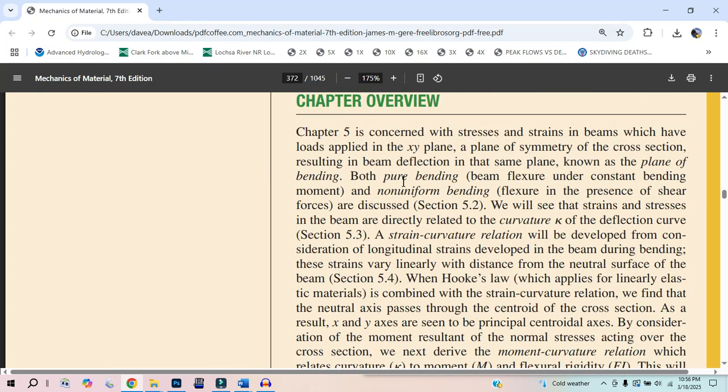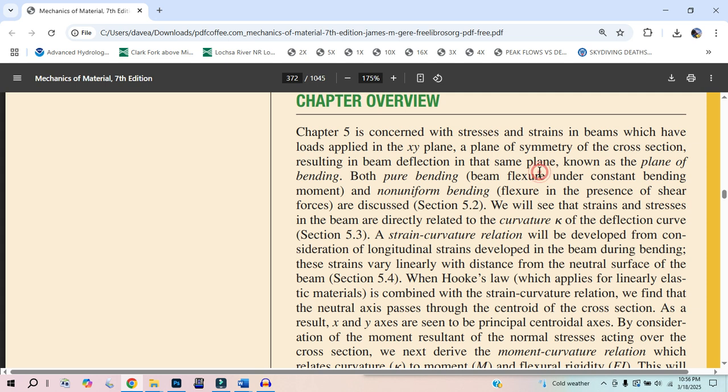So cool. We have pure bending. We just talked about what pure bending was, but that cantilever has a shear force. You're not inducing pure bending. But what does it say? Both pure bending, beam flexure under constant bending moment, and non-uniform bending. What the hell is non-uniform? Flexure in the presence of shear forces. Oh, okay. So there you go. So non-uniform bending is going to be discussed in this section 5.2.